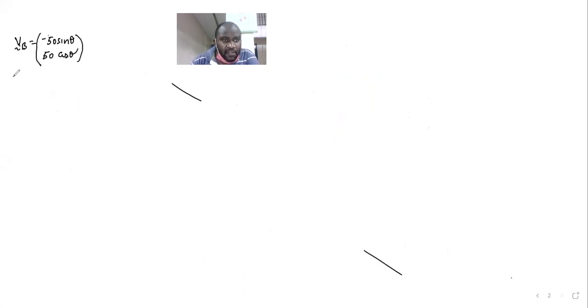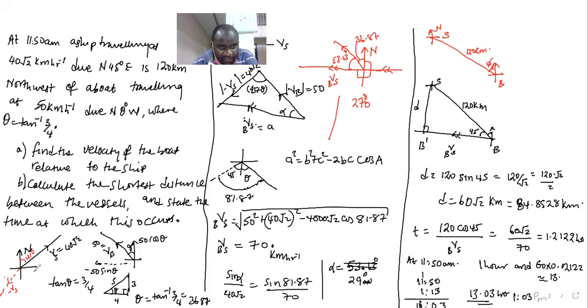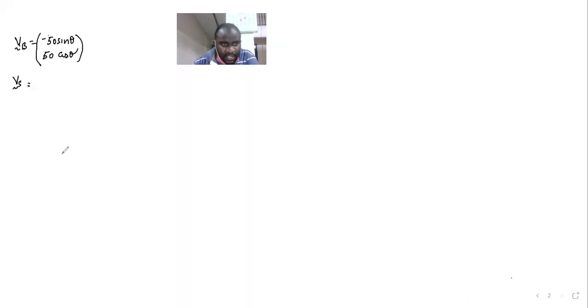And then we have the velocity of the ship. Remember to put the vectorial notations. Without them, we don't award you marks. That is according to the NEP standards. So you always put the vectorial notations. You need to resolve this velocity of the ship now. I didn't resolve it in the first case because I was using the geometrical method. So this will be 40 root 2 sine 45, and then 40 root 2 cos 45. So we shall have 40 root 2 sine 45 and 40 root 2 cos 45.